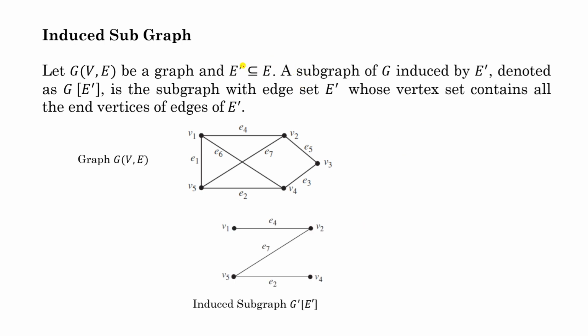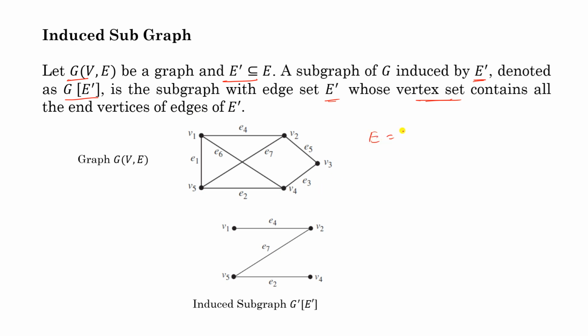Similarly, we can define induced subgraph for the edge set also. Let G(V, E) be a graph and E' is a subset of E. A subgraph of G induced by E', denoted by G[E'], is the subgraph with edge set E' and whose vertex set contains all the end vertices of the edges of E'. It's very simple. First choose edge set E'.